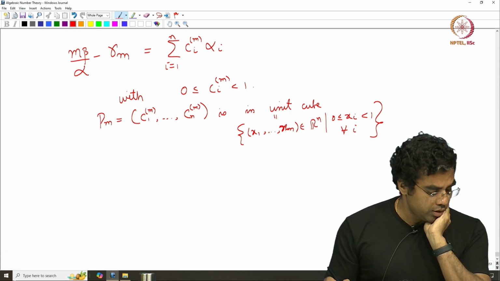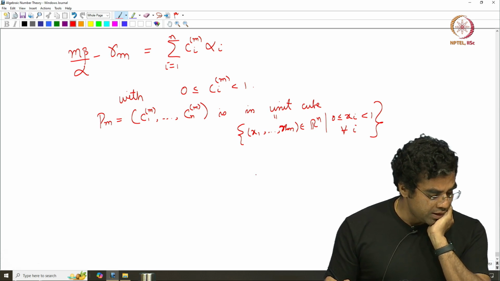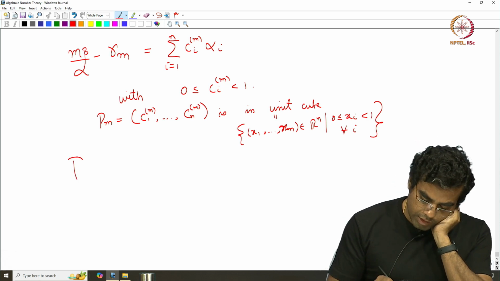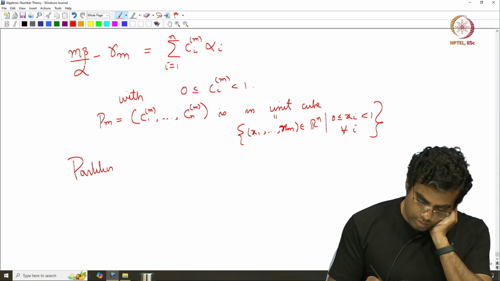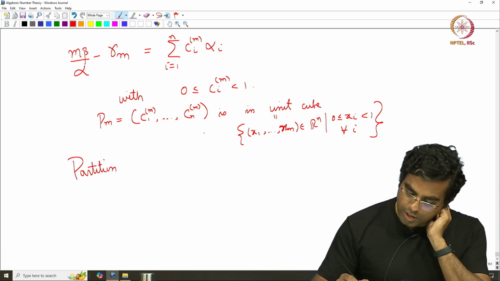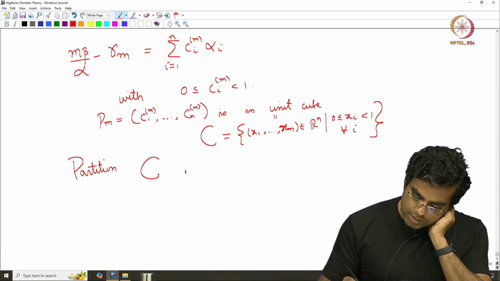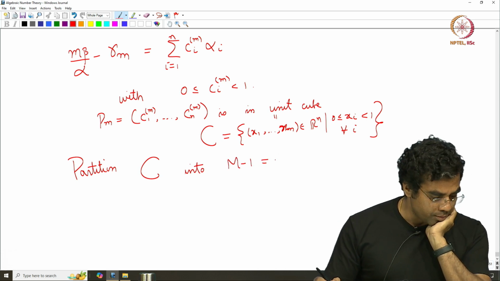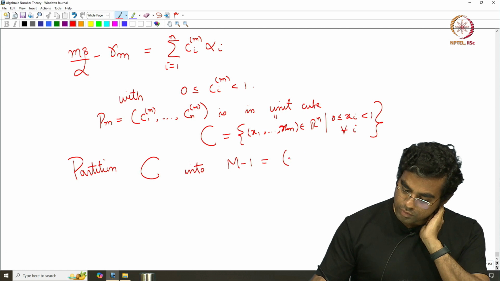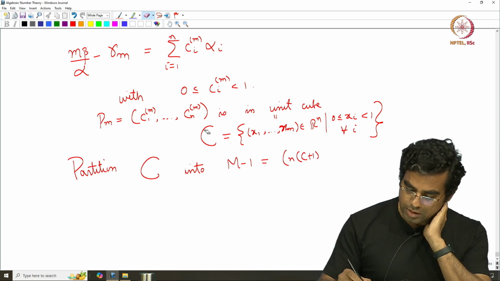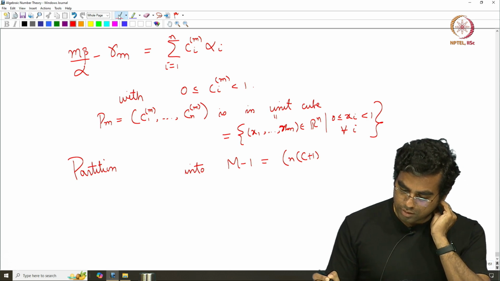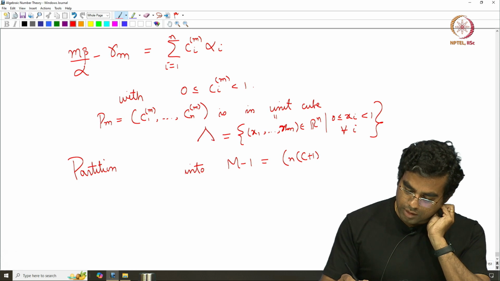Now, what I am going to do is partition this unit cube. Let me write this unit cube as capital C, C into m minus 1. Recall what m minus 1 was: n times C plus 1. Maybe there are too many C's, so let me write the cube with a different symbol, let me write it as delta.